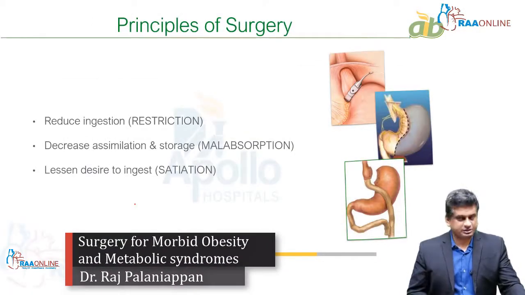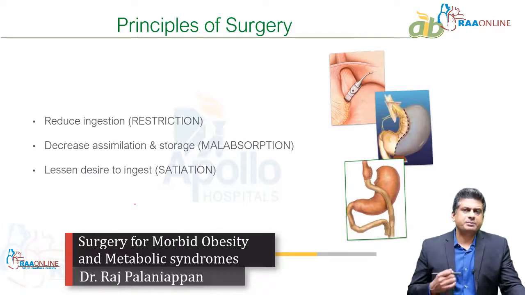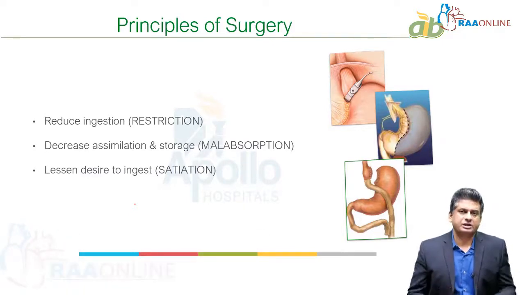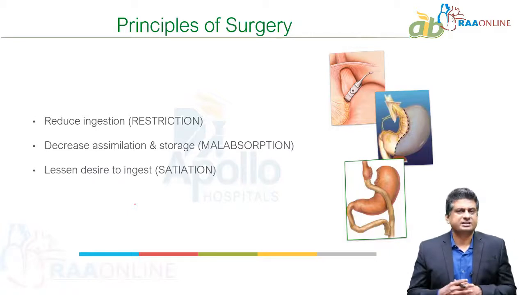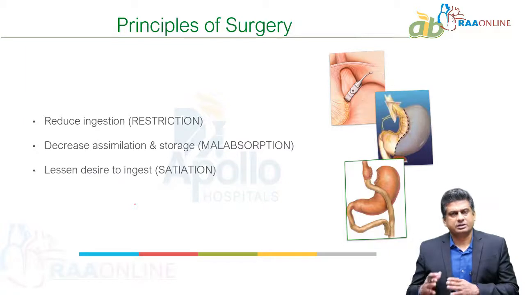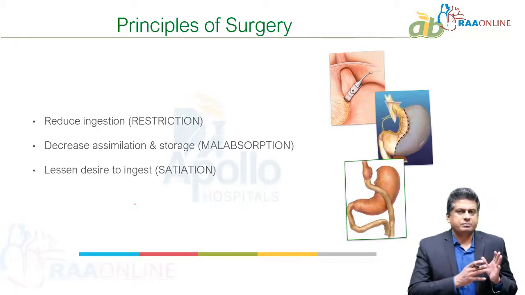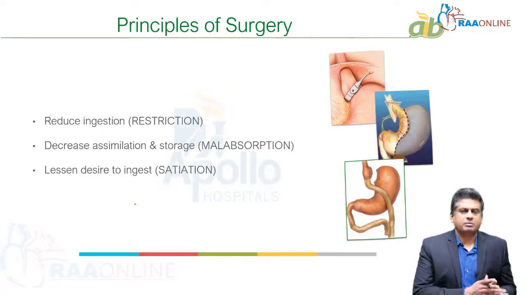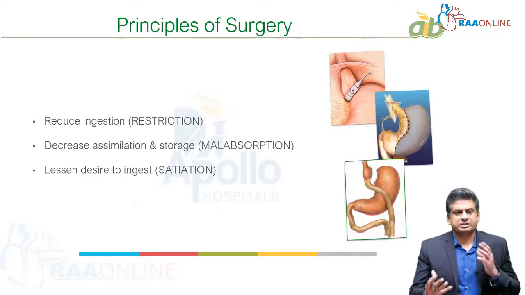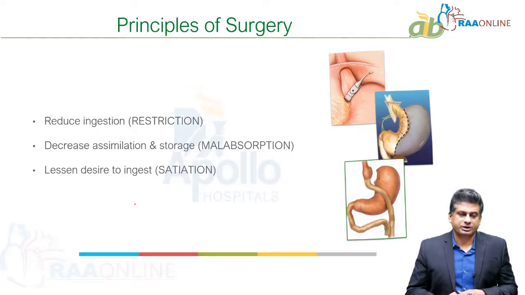When it comes to principles of surgery, there are three main principles that any surgical team will follow. One is to reduce the intake, that is restriction of the food by restricting the size of a stomach. Second is malabsorption. By doing metabolic surgery, bypass, we make the absorptive capacity of the intestine come down by at least 1/4, so decreasing the assimilation and storage of the nutrients.